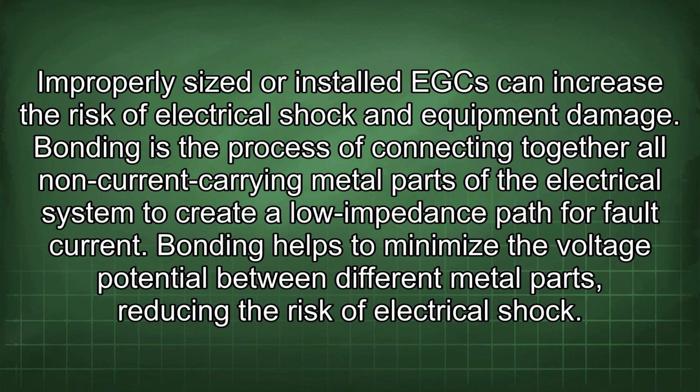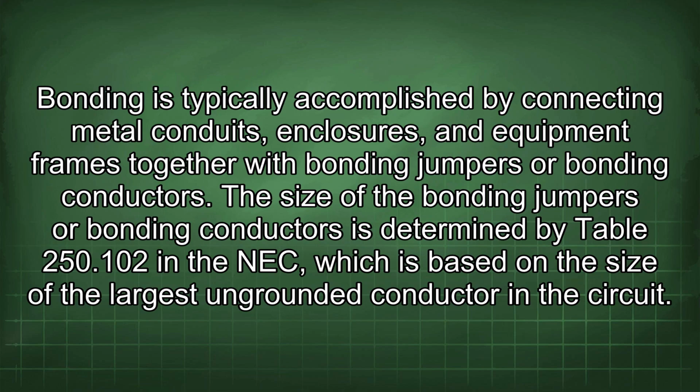Bonding is the process of connecting together all non-current carrying metal parts of the electrical system to create a low-impedance path for fault current. Bonding helps to minimize the voltage potential between different metal parts, reducing the risk of electrical shock. Bonding is typically accomplished by connecting metal conduits, enclosures, and equipment frames together with bonding jumpers or bonding conductors.